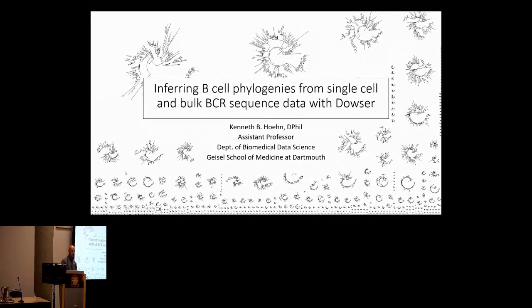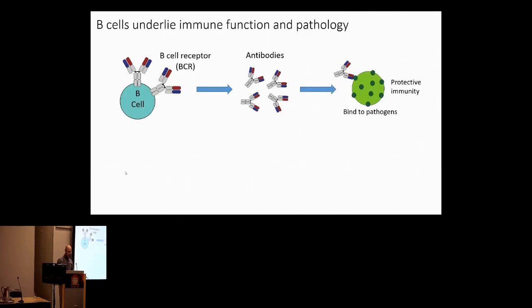Today I'm going to talk about my work in inferring B-cell lineage trees from single cell and bulk B-cell lineage data. B cells are a critical component of the adaptive immune system because they're the cells that create antibodies. Antibodies are proteins released into the blood and mucosa that provide protective immunity by binding to structures on the surfaces of pathogens called antigens.